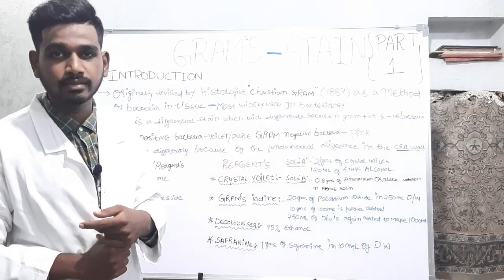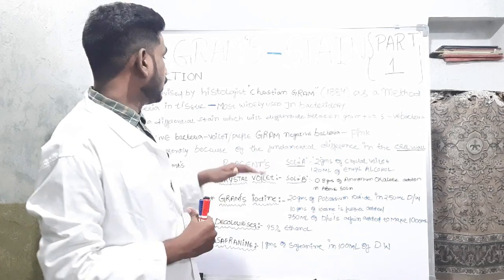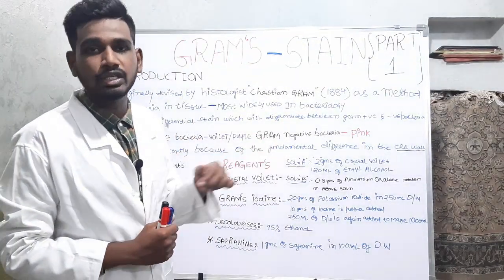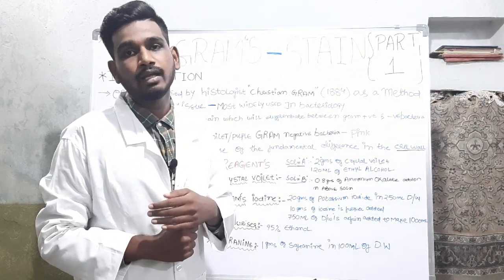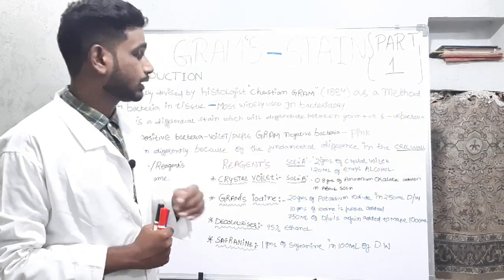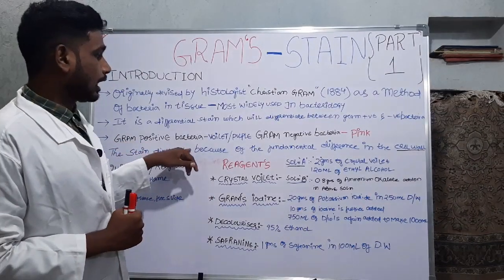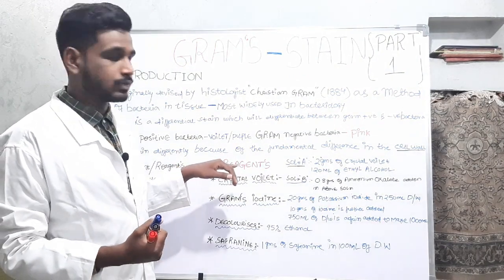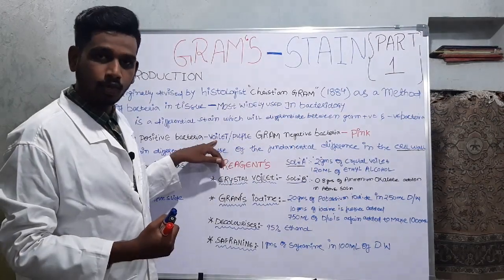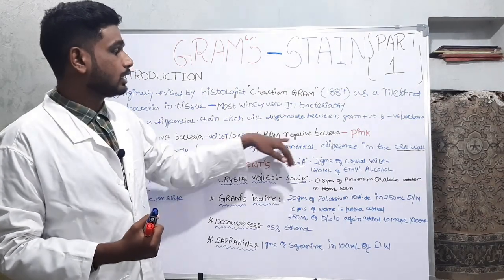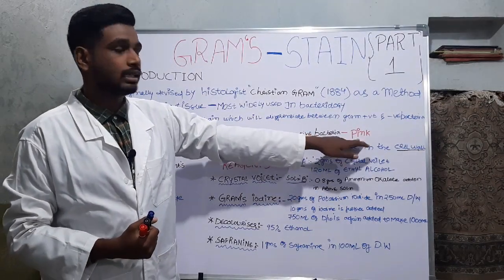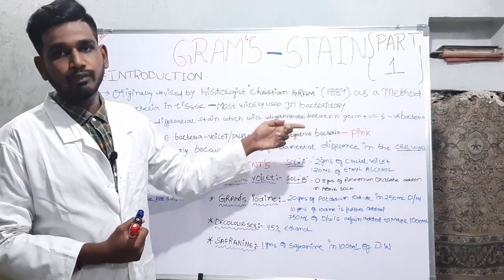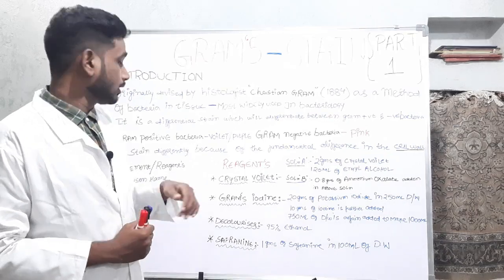As we said just now, it acts as a differential stain to differentiate between gram-positive and gram-negative bacteria. Gram-positive bacteria take the color violet or purple during the gram staining procedure. Gram-negative bacteria take the pink color.